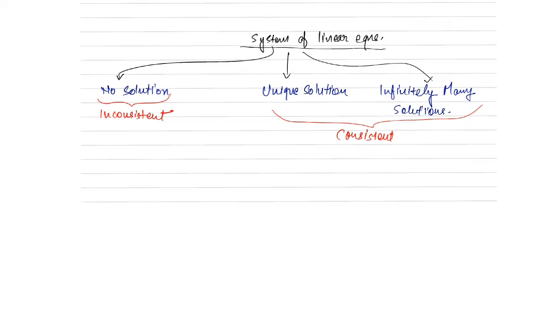In the case of no solution, the system is called inconsistent. In the case of a unique solution or infinitely many solutions, the system is called consistent. So if we have any solution of the system, then the system is called consistent. If we have no solution, the system is called inconsistent.